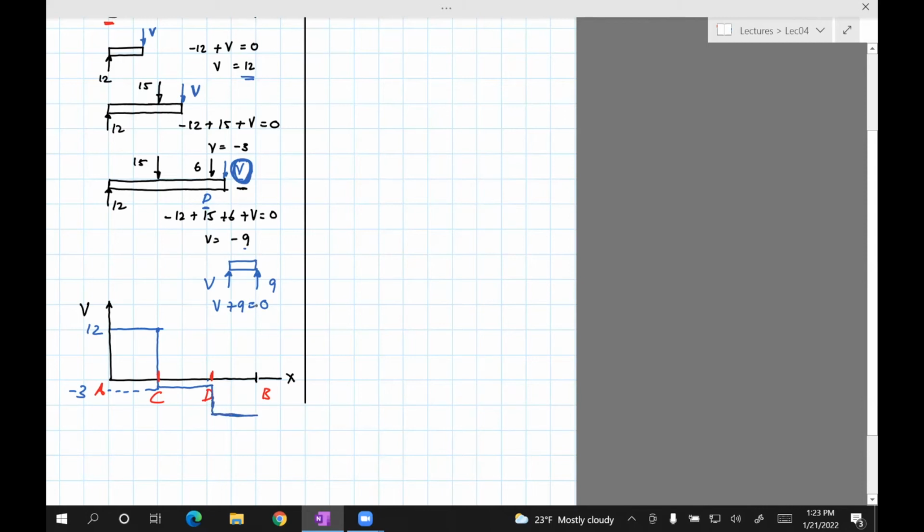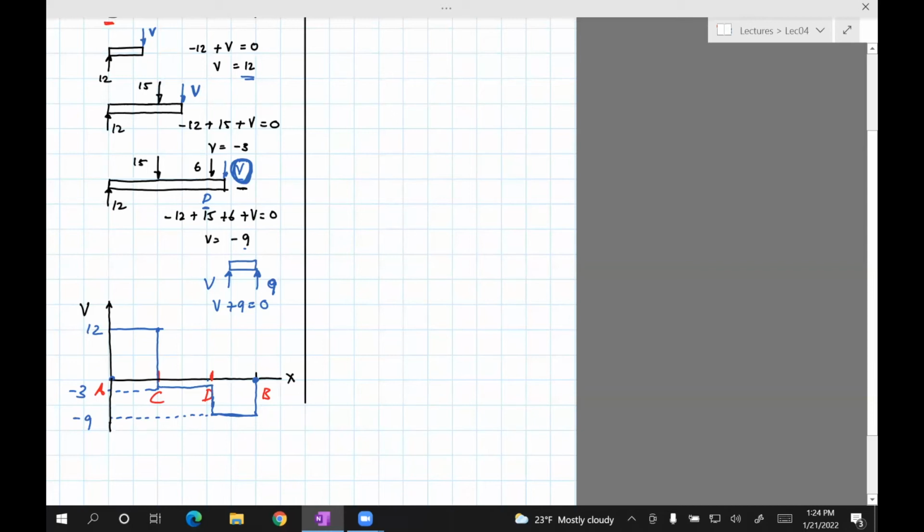And then at B, we see that this 9 on the right side equalizes the 9, which is downwards, to give a net V at B equal to 0. So in fact, it should always end up with 0 and 0 on both ends. So that would be the shear force diagram.